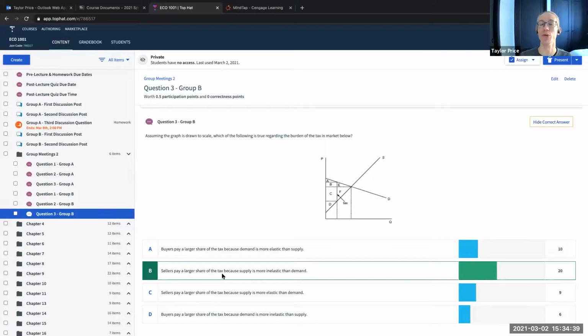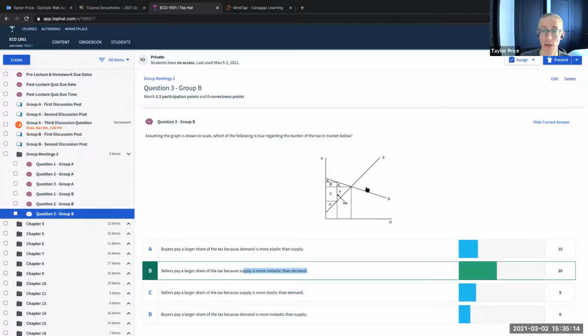But what you can assume is that supply is closer to being perfectly inelastic. If you rotate supply a little bit, it's closer to being perfectly vertical, whereas demand is pretty horizontal already. If you just nudge it down a little bit, it's going to be perfectly elastic. Because of that, you know that supply is more inelastic than demand, and so sellers are going to pay a larger share of the tax burden.